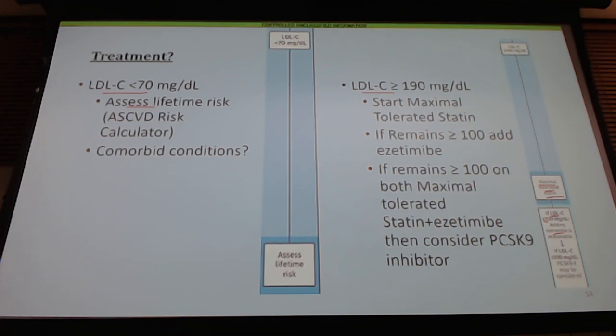So you start them on the ezetimibe, and then you bring them back a couple months later, you check their cholesterol again, and now it still is above 100. This is where you're going to want to add the PCSK9 inhibitor. Okay. Sometimes there's confusion on, well, do I stop the statin and the ezetimibe but put them on the PCSK9 inhibitor? And the answer is no. As long as they're tolerating the statin and they're tolerating the ezetimibe, go ahead and just add the PCSK9 inhibitor to that regimen. Don't replace it, just add to it. Okay.